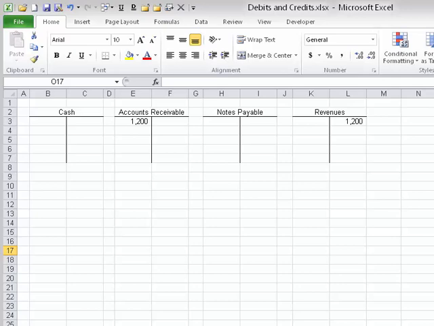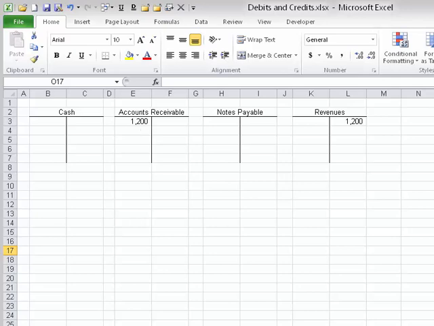So as a result of this transaction, we're in balance. The debits equal the credits. I've recorded the revenues of $1,200, and I've recorded the asset, accounts receivable. Now, accounts receivable is the account we use to show how much money is owed to us by our customers for work we've already done, but we're just waiting to collect it. Okay? So that's one transaction.